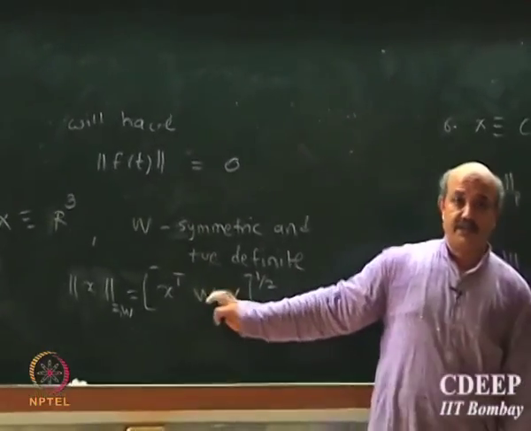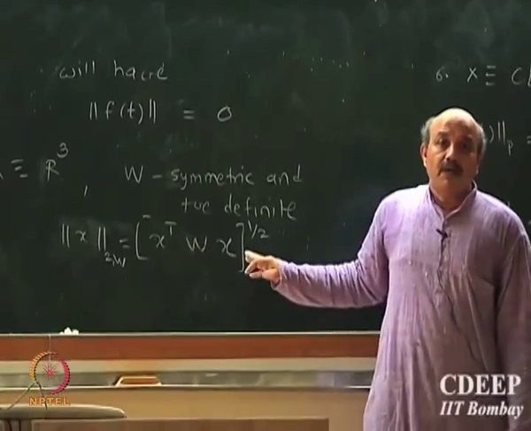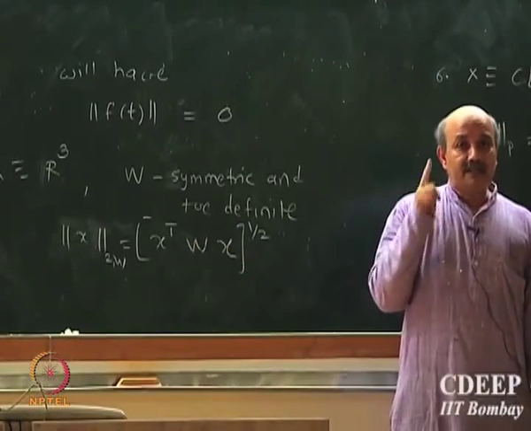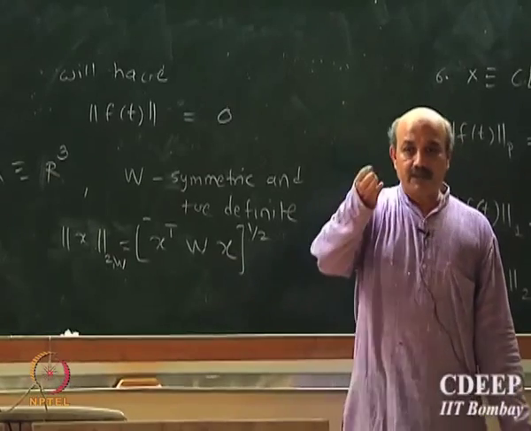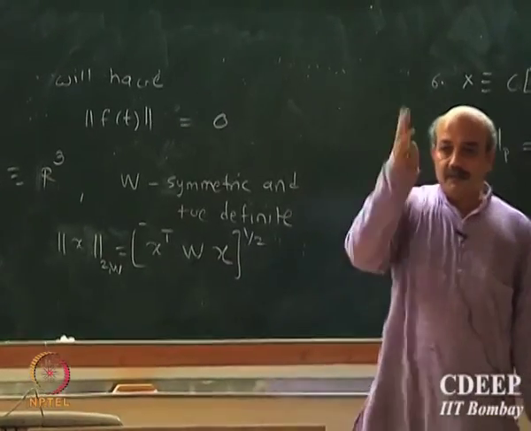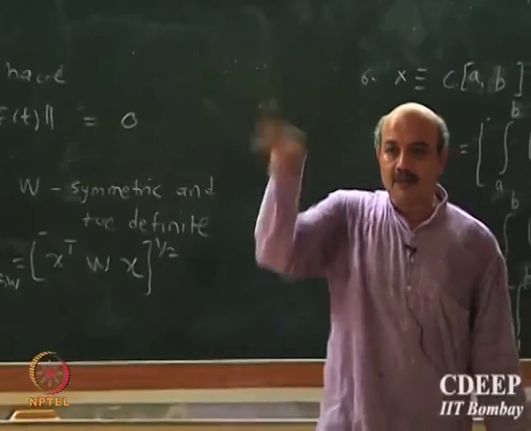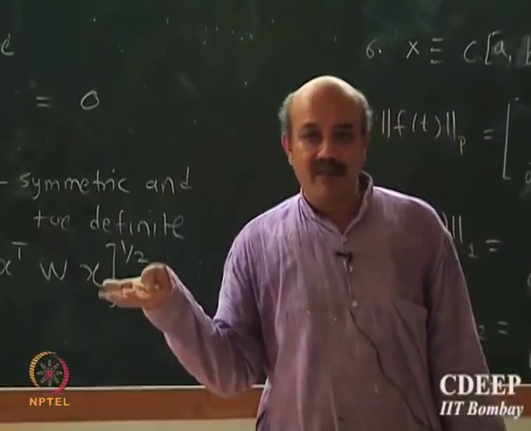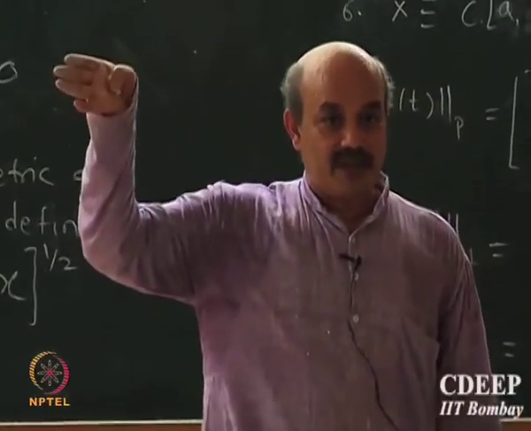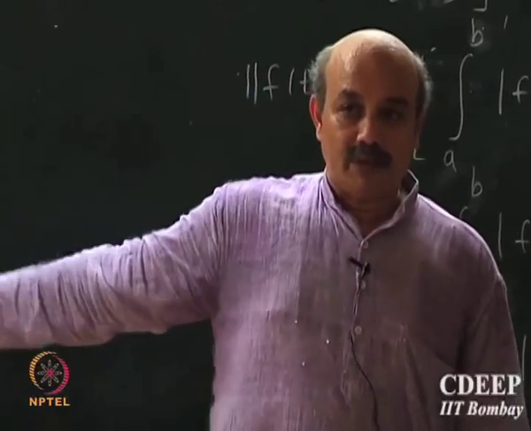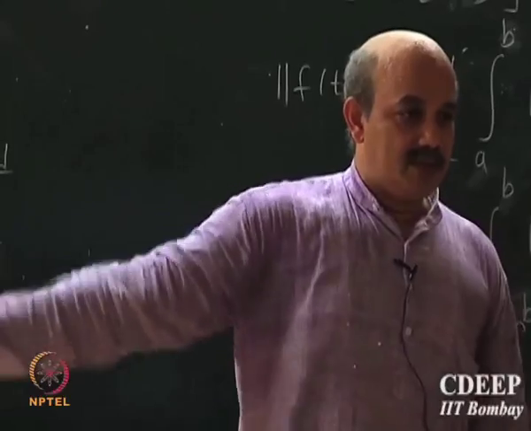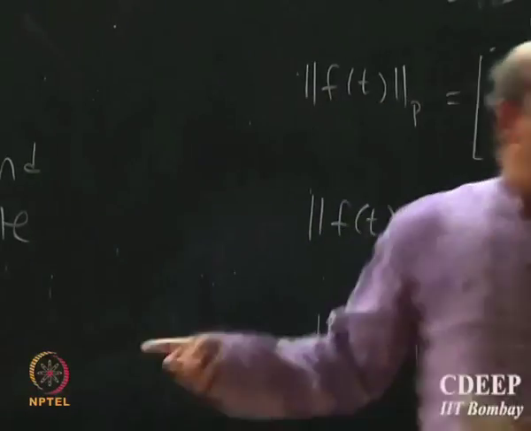But just think about this: W cannot be singular. If this W matrix is singular, then it will not define a norm, because a singular matrix can take a non-zero vector to 0. Yesterday we looked at that, right? We had a singular matrix with three columns which are linearly dependent. A singular matrix can take a non-zero vector to the 0 vector, which means a non-zero vector can give you a 0 value for the norm, which is not acceptable. So it will not be a norm.